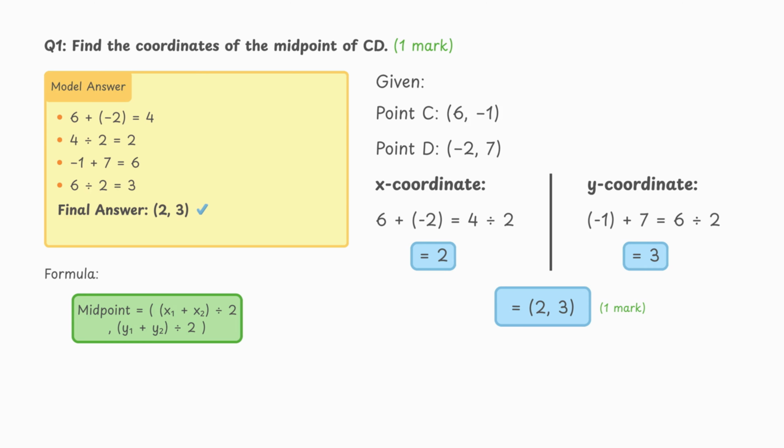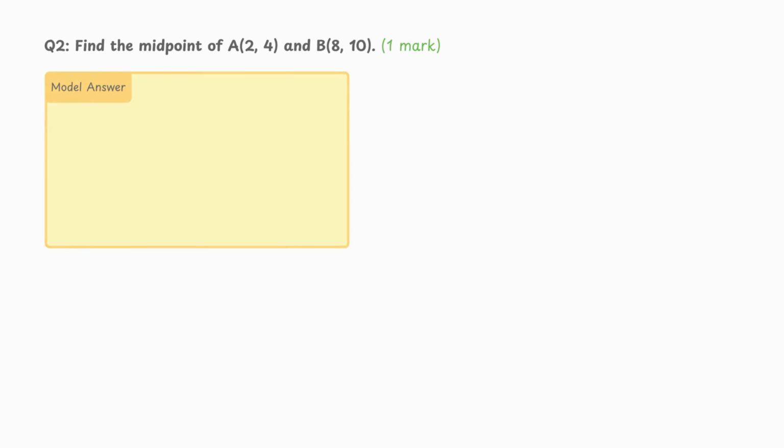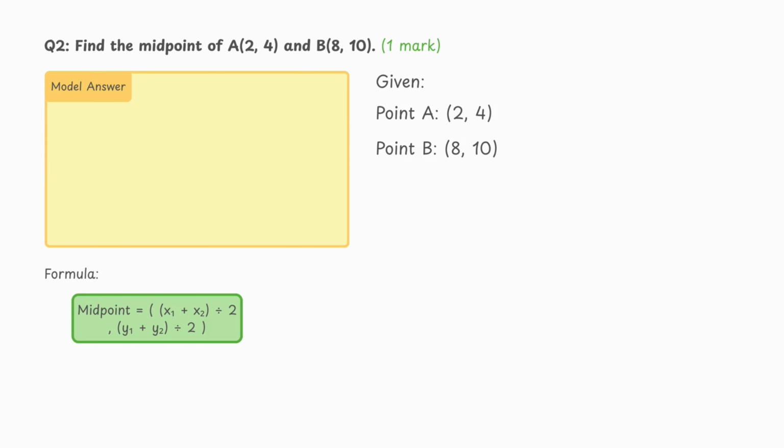Let's look at question 2. You can pause the video and try it yourself. Find the midpoint of A, 2, 4, and B, 8, 10. The midpoint is the point exactly halfway between two coordinates. To do this, we use the midpoint formula. The midpoint is found by adding the two x coordinates together, then dividing by 2, and adding the two y coordinates together, then dividing by 2. So the formula is midpoint equals x1 plus x2 divided by 2, y1 plus y2 divided by 2.